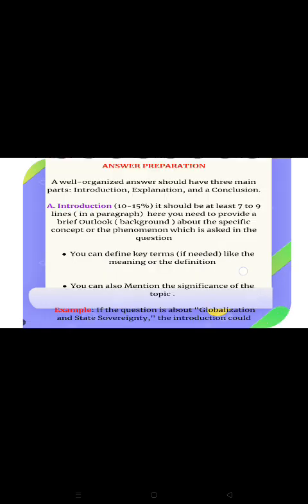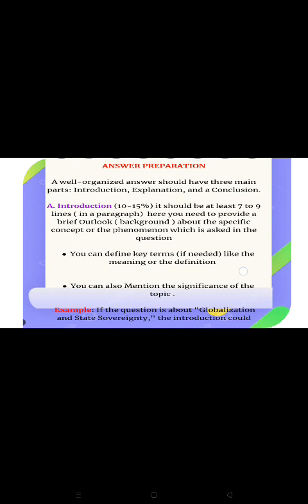So, as we know, a well-organized answer should have 3 main parts. The first one is the introduction, the second explanation, and a conclusion. So, firstly, let's talk about introduction. Introduction should consist of at least 10 to 15%. It means it should be around 7 to 9 lines. It should be a paragraph.